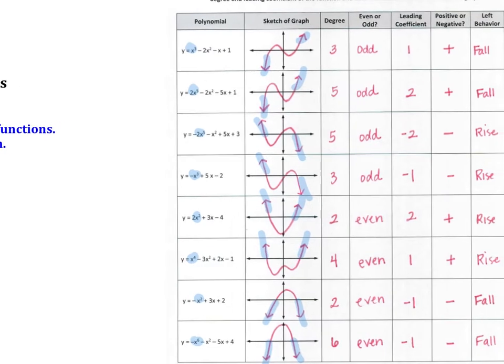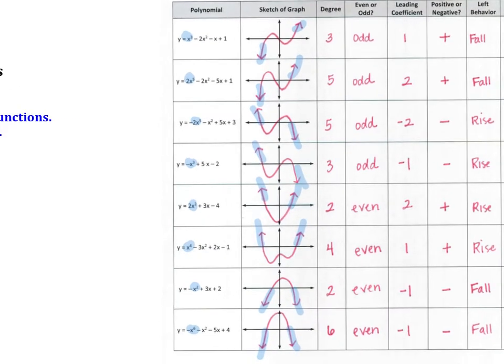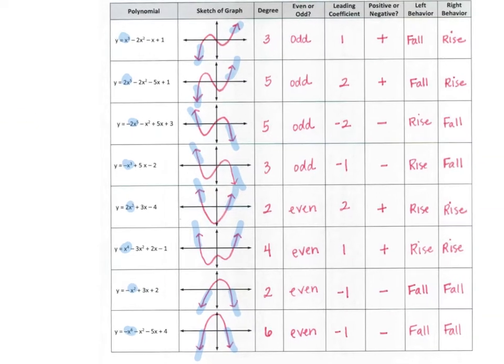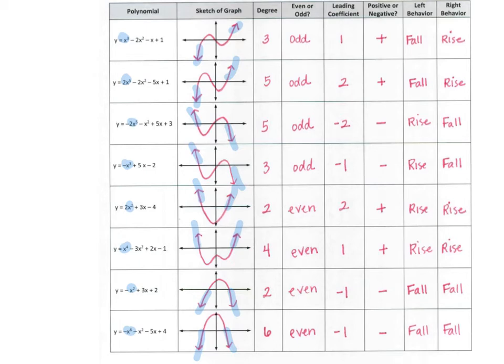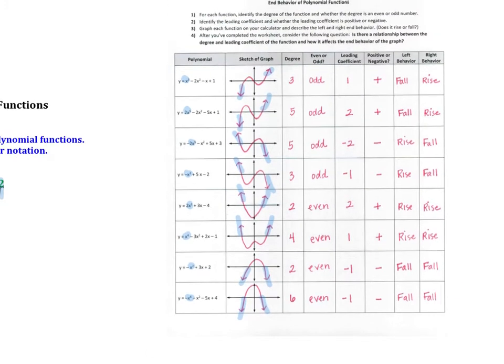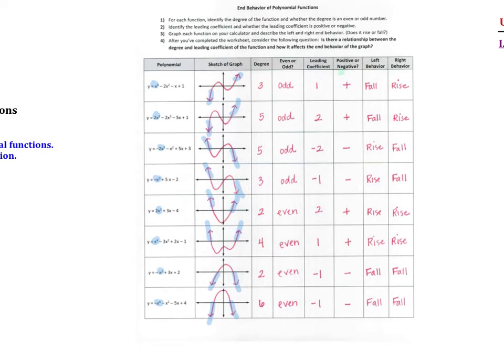And then we would look at what's going on the left. Is it rising or falling? And when I say rise or fall, I mean, is it pointing up or is it pointing down? So for this first function up here, we said it falls on the left. So that means this left arrow is pointing down. The right arrow is pointing up, so that means it would be rising on the right. So what we would begin to deduce is that anything that has a positive lead coefficient will always rise on the right. Anything with a negative lead coefficient will always fall on the right-hand side.